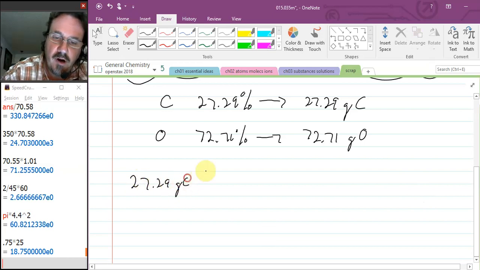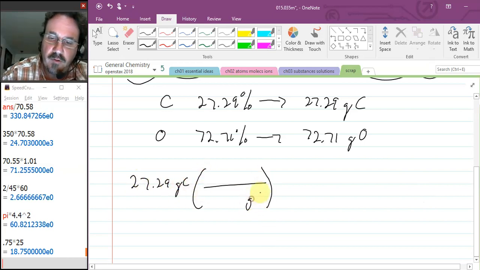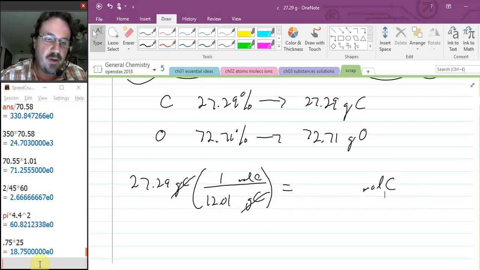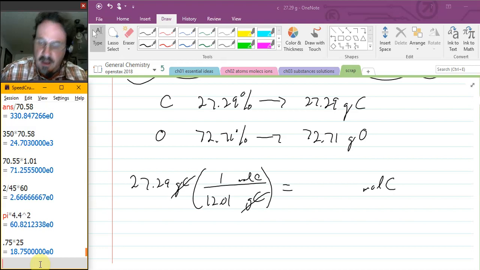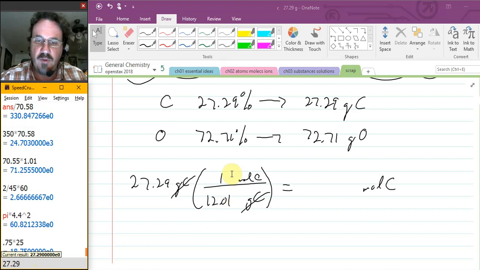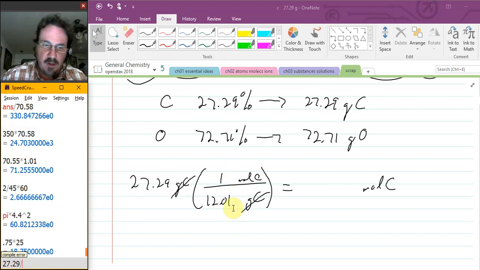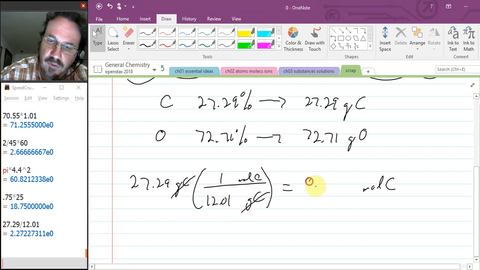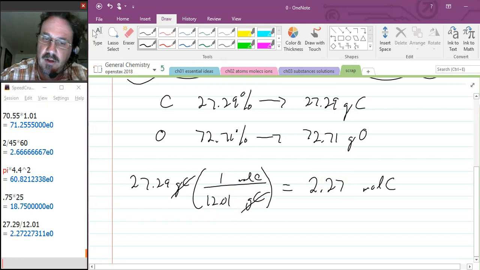27.29 grams of carbon. We'll go ahead and convert that, grams of carbon, to moles of carbon. Right, 1 mole weighs 12.01 grams. My grams are going to cancel, and that will give me moles of carbon. Let's go over to my calculator and actually enter that. I've got 27.29, times 1, divided by 12.01 equals, alright, 2.27 moles.